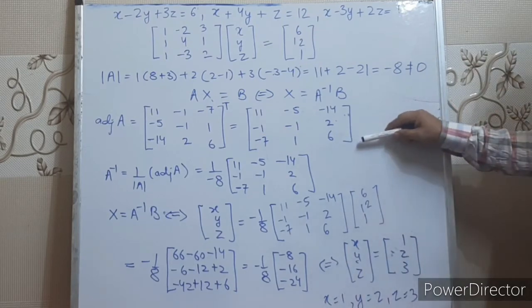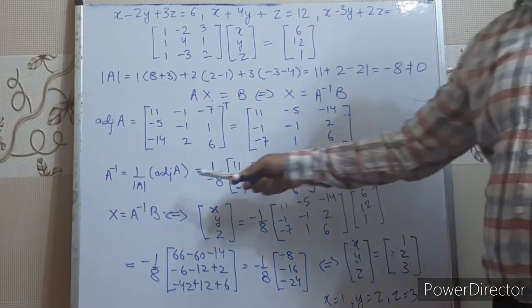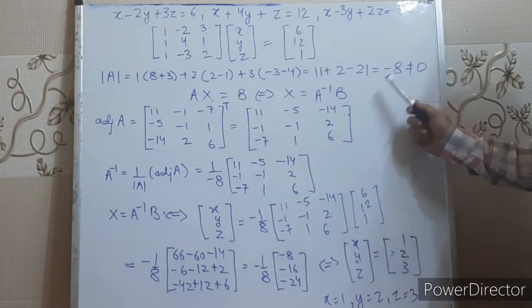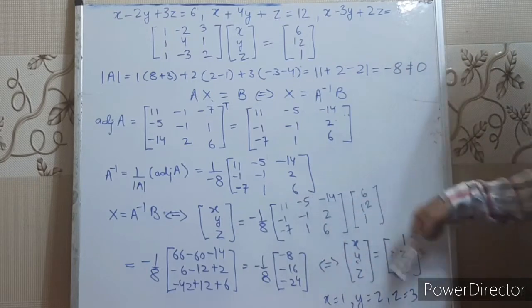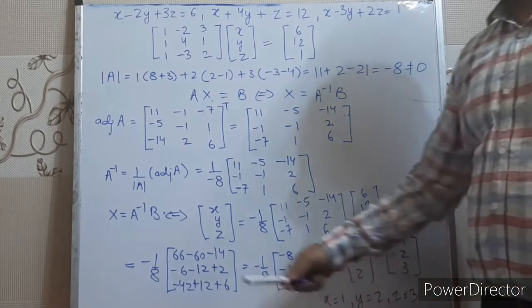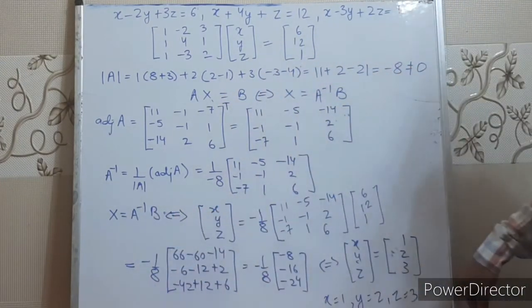Right children? Now you can see that the formula for A inverse is 1 upon determinant of A into adjoint A, and determinant of A is -8. That means this is the value of A inverse. Understood children? So by Martin's rule we can say that X equals A inverse B.